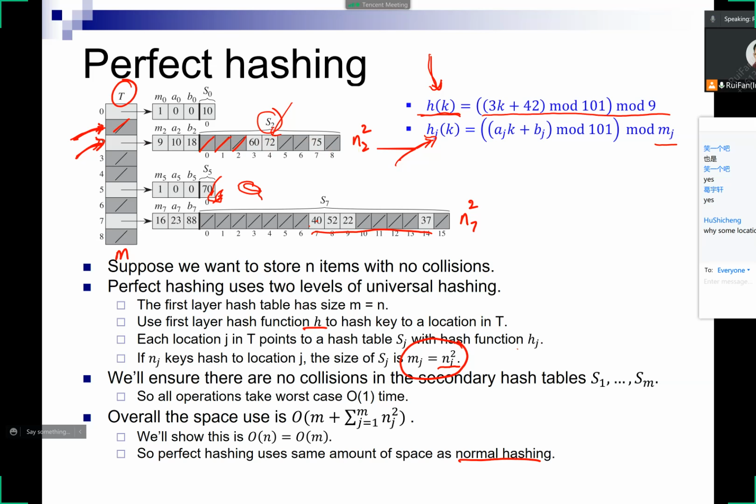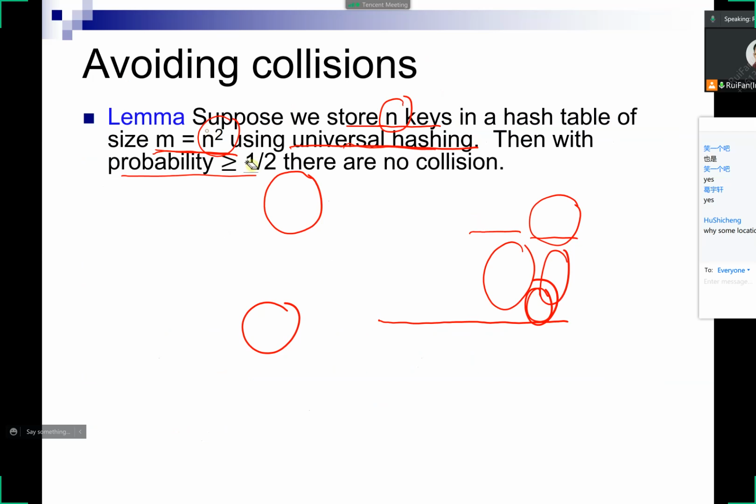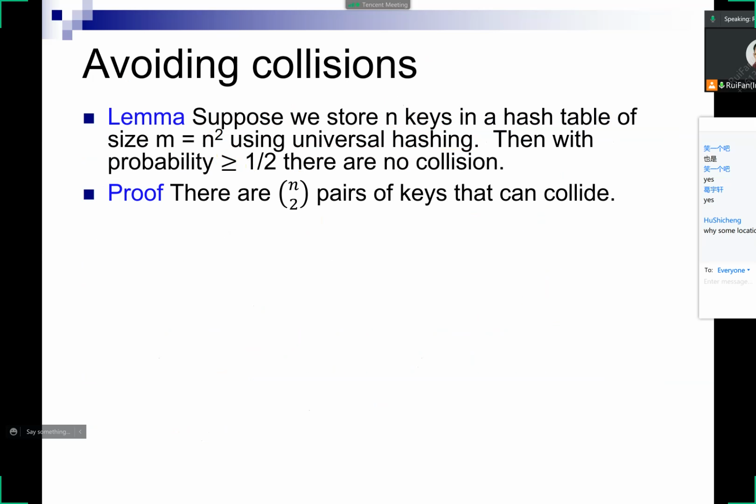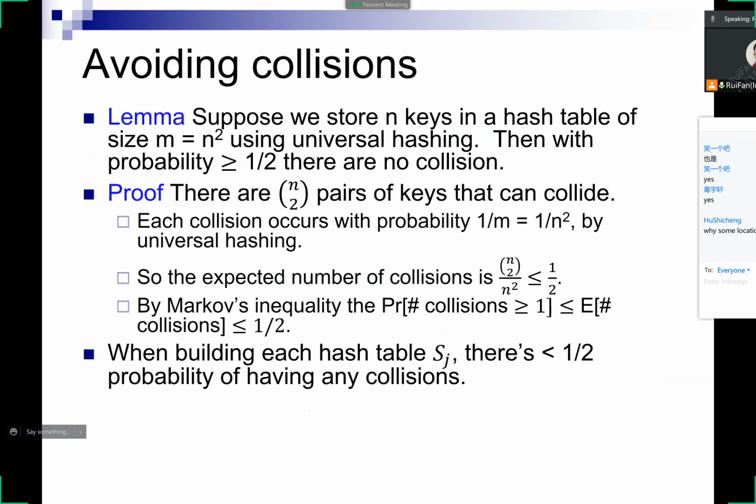Because of this lemma, which says that if you use a table of size n squared to store n values, then you have at least a 1/2 probability that there's no collision, whenever you build each of these second level hash functions, there's less than a 1/2 probability that you have any collisions in this hash table. But there's still some probability that you have a collision, and we want to guarantee that there are never any collisions.